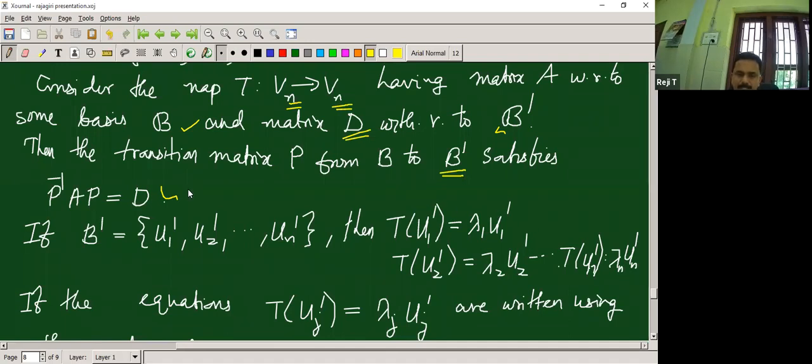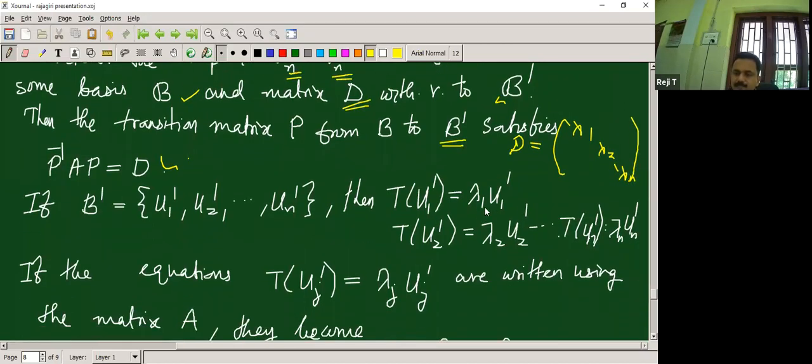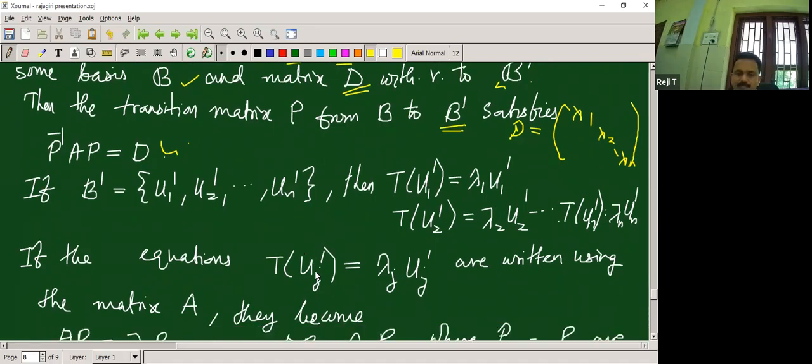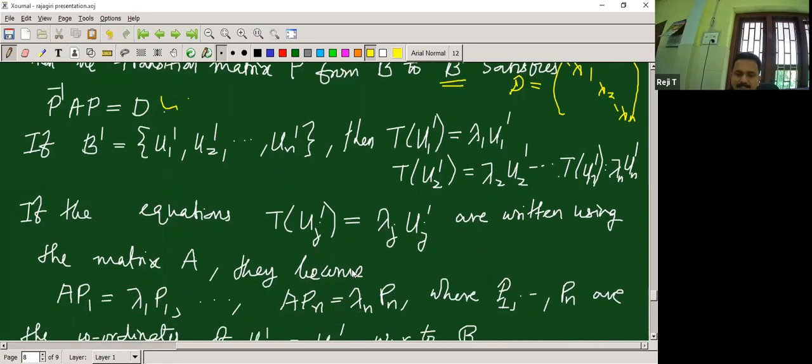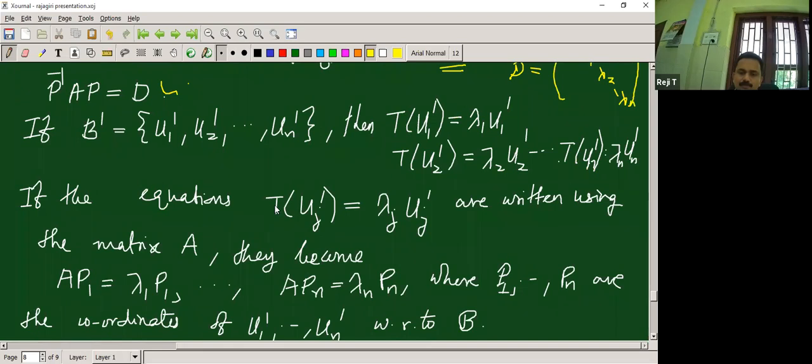So if P inverse AP is equal to D and the matrix of T with respect to B dash is D, where D is equal to diagonal of lambda 1, lambda 2, etc., lambda n, then T U1 dash is equal to lambda 1 U1 dash. If the equations T Uj dash equal to lambda j Uj dash are written using the matrix A, since the matrix of T with respect to the first basis B is A, what is T Uj? It is A times the matrix of Uj dash with respect to B.